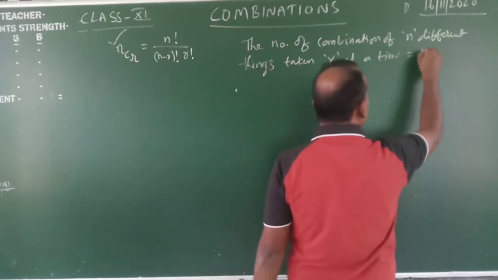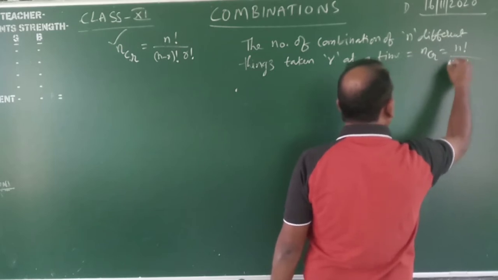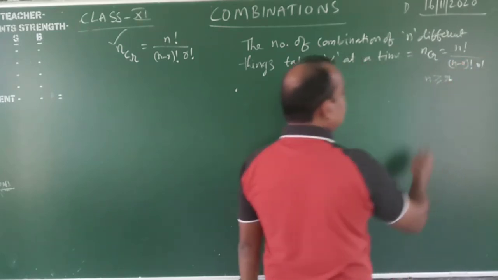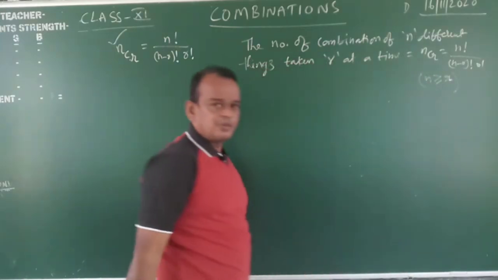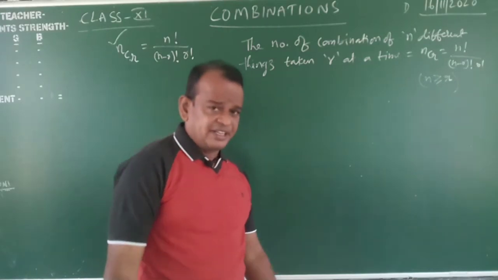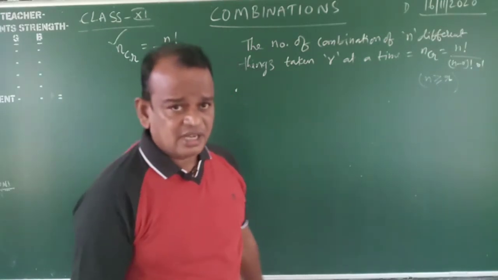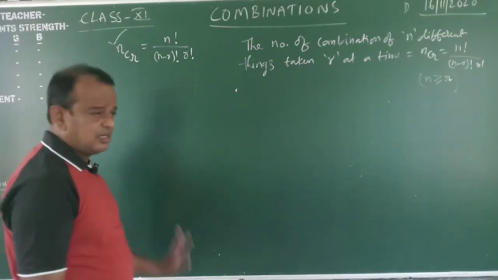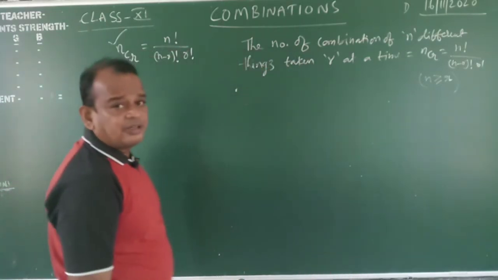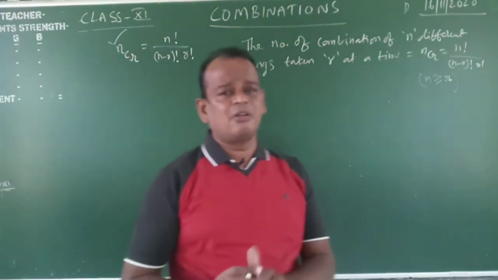is equal to nCr, that equals n factorial by n minus r factorial into r factorial, where n is greater than or equal to r, compulsory. n and r are positive integers: n is 100% positive, r may be 0. Simple, my dear students. Simply listen to the logic.